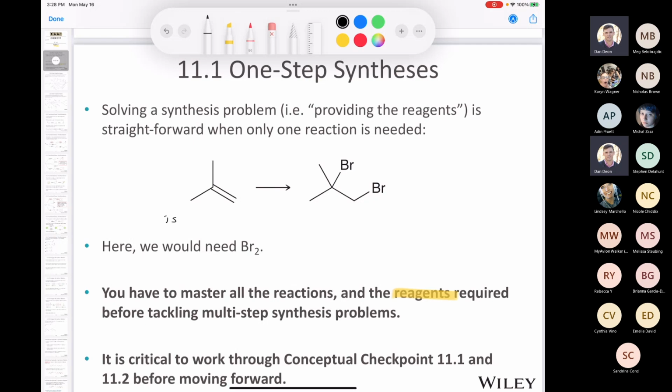This is called isobutylene. And if I want to take isobutylene and I want to add 2 bromines to it, you can see here that we need to have Br2 in order to do that. So we'll put bromine. You could even be really fancy and say bromine is a liquid if you want to put in the phase of matter.